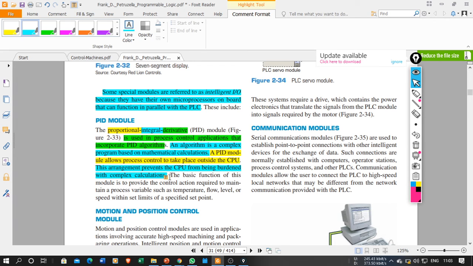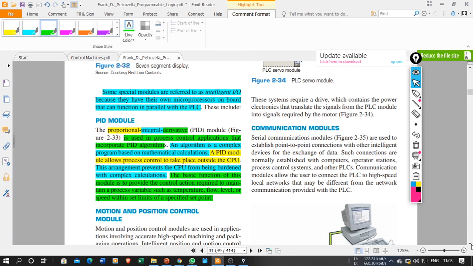The basic function of this module is to provide the control action. Why are these PID modules used? Because they need to provide the control action required to maintain process variables such as temperature, flow, level, and speed within the limit of the specified set point. So PID modules are used to maintain the control variable within certain limits, as per the requirement of my system. The variable may be temperature, flow, level, or speed.